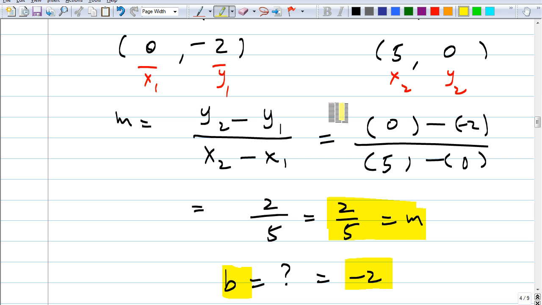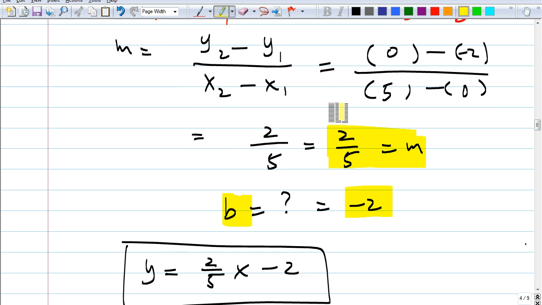So what's the equation of this line? Yes, Stefan? y equals 2 fifths x minus 2. There you go. Okay, any question? So when they give you the y-intercept, you don't have to look for it again. I mean, you still get the same one. Does that make sense, guys? Okay. Pretty straightforward, correct?